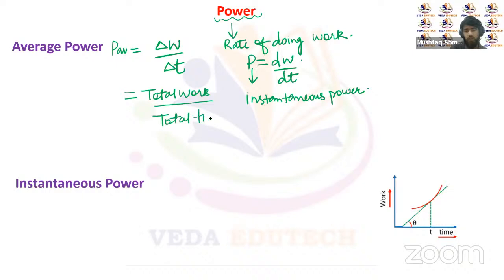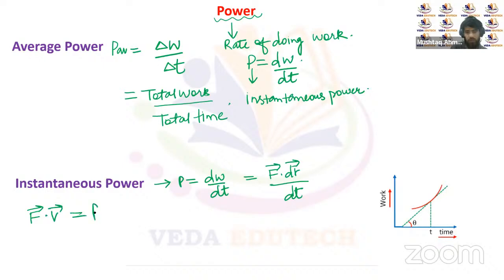And the instantaneous power is the rate at which the work has been done, that's P equals dW over dt. We know that work is F dot dr, so dW over dt becomes F dot dr upon dt. This dr upon dt is the velocity. So force dotted with velocity is the instantaneous power. It's the dot product of the force vector and the velocity vector. So F dot V is the instantaneous power, and total work upon total time is the average power.